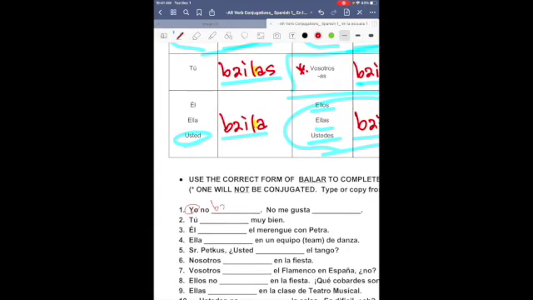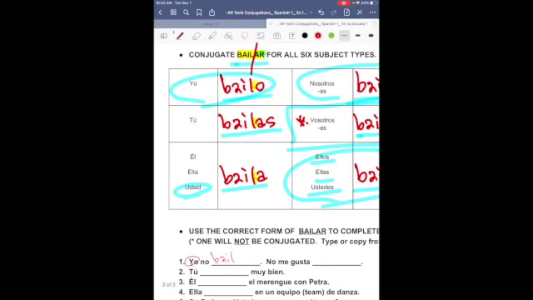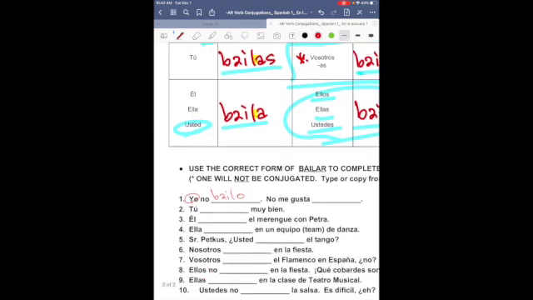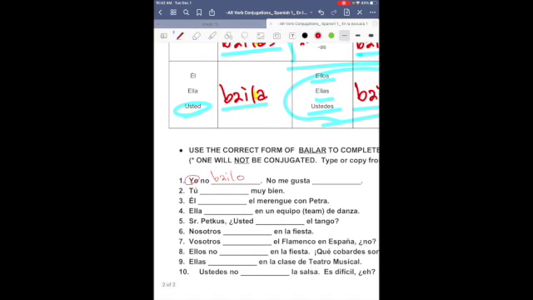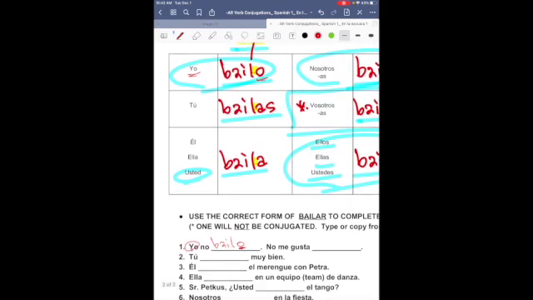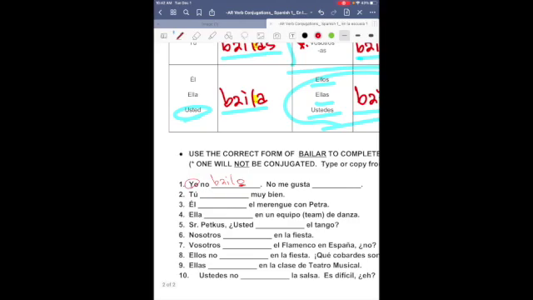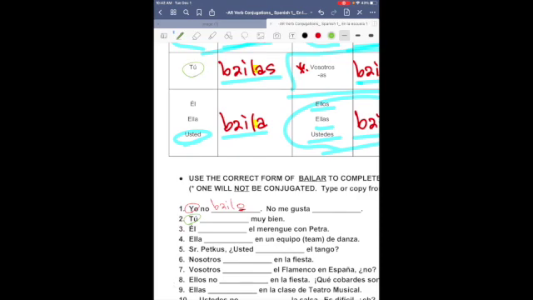We try to figure out who's doing it. Number one, bailo. Yo no bailo. That's me up in the chart. And then we see the correct ending on bailar. You can copy these right out of your chart. Tú. New subject. Who's dancing now? You are. Here's our verb form for tú. Tú bailas. Muy bien. You dance really well. Gracias, amigo.